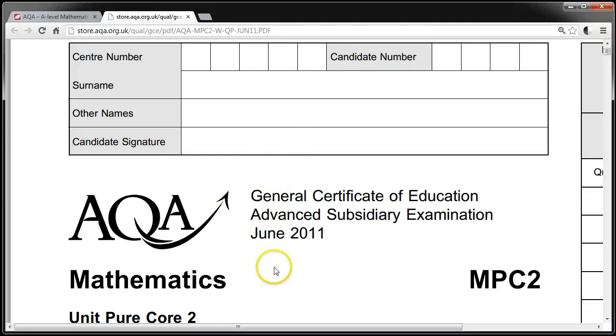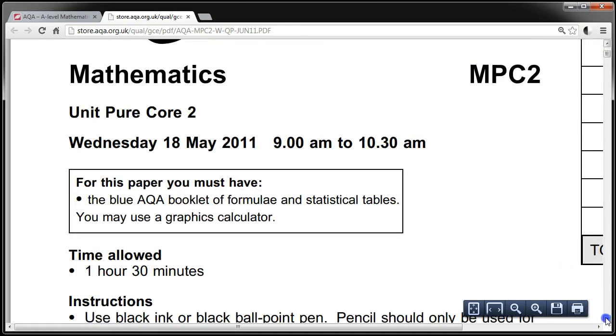Okay then guys, let's have a quick look at an overview of this paper then. It's the C2 June 2011 paper, C2 for the AQA examination board. So let's just go through the paper then. We know we've got 90 minutes to do it.